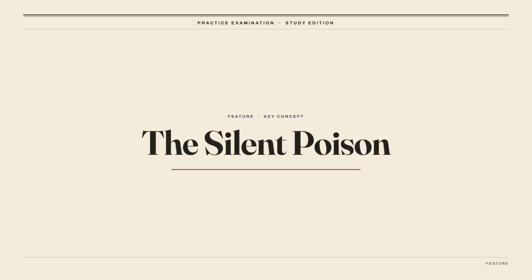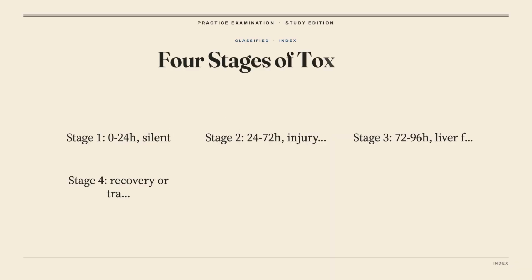Acetaminophen toxicity's most dangerous feature is that the patient feels fine. Someone can be hours from irreversible liver injury while looking and feeling completely well, with normal labs to match. That silence is exactly what kills people who had plenty of time to be saved. The course unfolds in 4 stages.